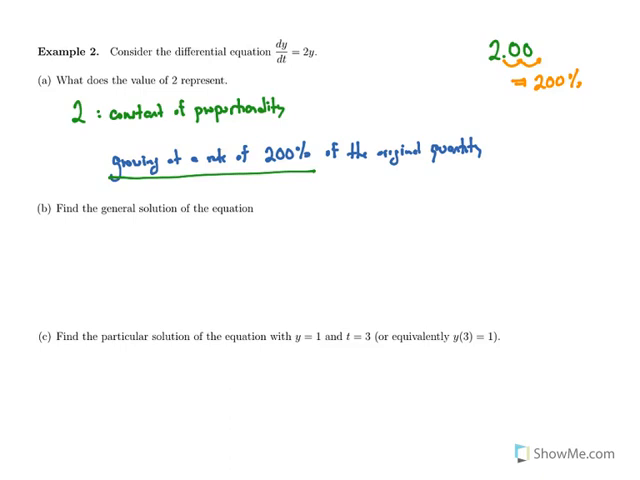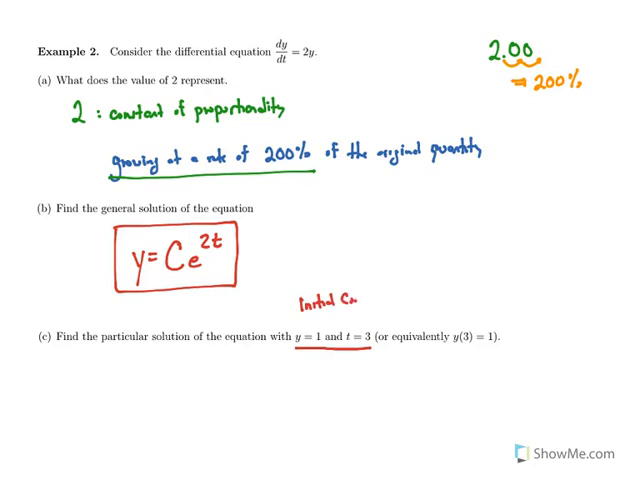We already found the general solution of this differential equation. This is y equal to a constant c times e to the 2t. This is a general solution because it represents all solutions with that value of c depicting different particular solutions. So in the third part, find the particular solution of the equation with y equals 1 and t equals 3. Again, this is what we call our initial condition. Or equivalently, we could write this as y of 3 equals 1. This is our t value, and this is our y value.